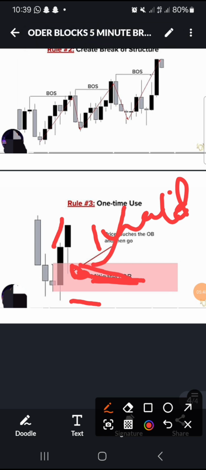It should be a very clear zone moving up. So those are the basic three rules that you should put into consideration while trading order blocks.